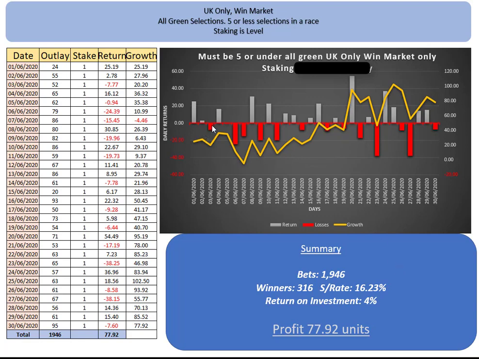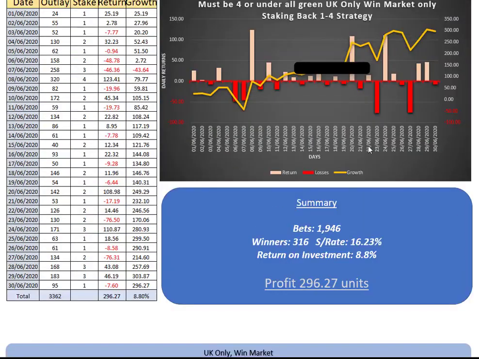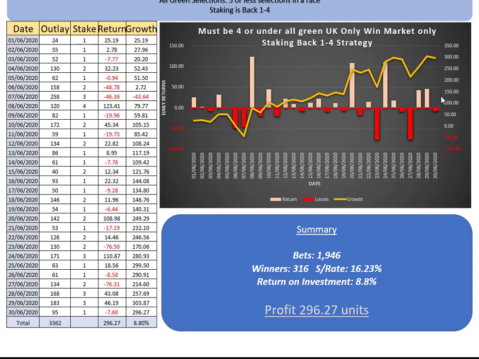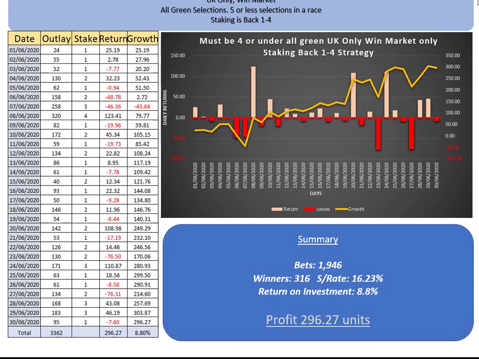Okay, and you can see there a lot of reds, probably about half and half when we look at it there. So we fell off towards the end of the month. And if we go to our back one staking plan for those same selections, we can see there we go from 4% return on investment to 8.8. We make nearly £300 profit for an outlay of £3,300. But once again, we could probably have got away with about £400, £500 as a bank, and it wouldn't have gotten in any danger.